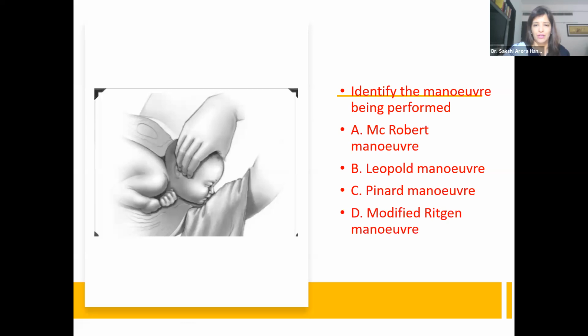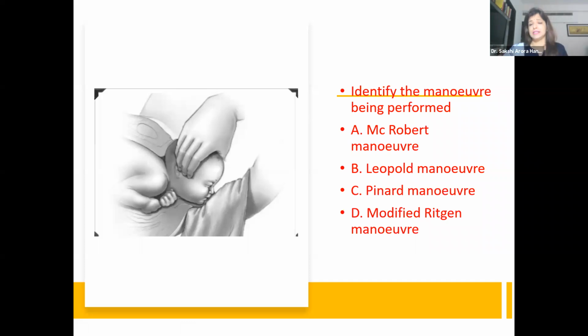So you are confused between two. Oh, someone is saying A, someone is saying C, someone D. So that means you don't know this maneuver. I can make out from your answers. This is a modified Ritgen maneuver.